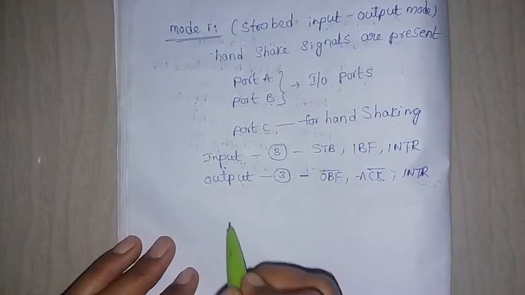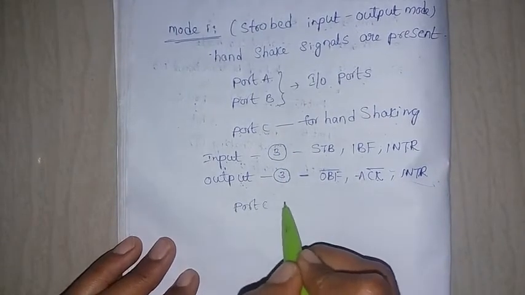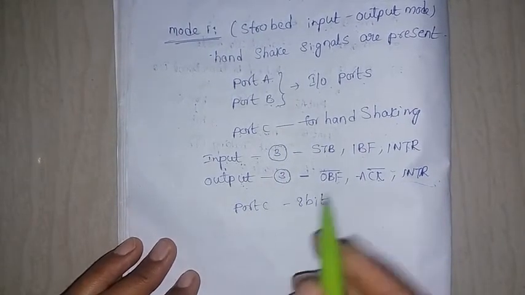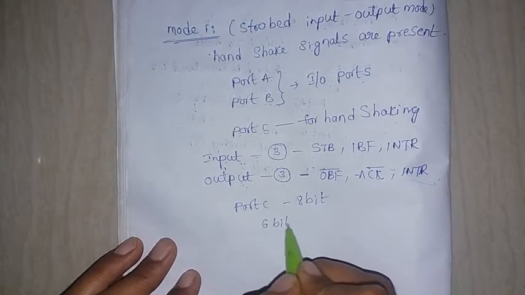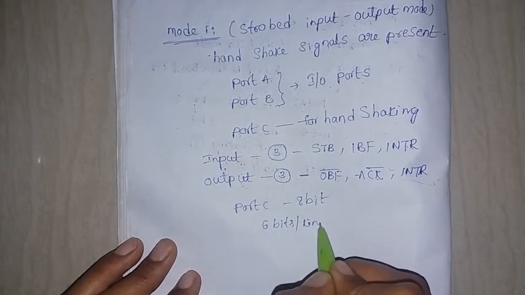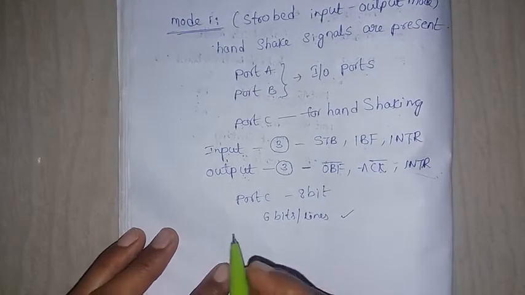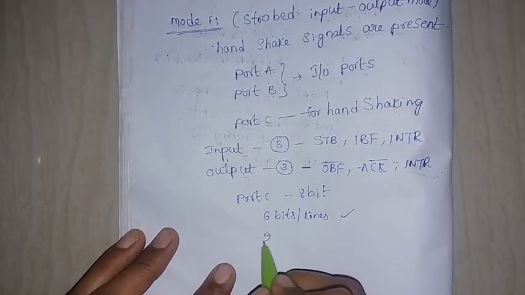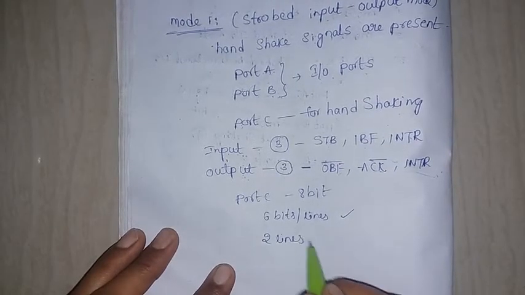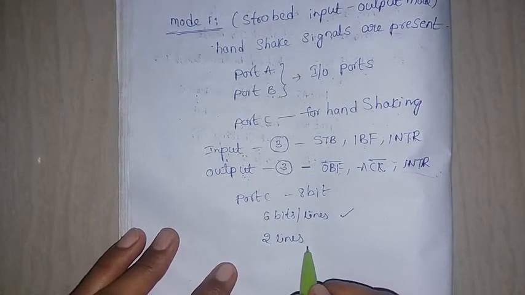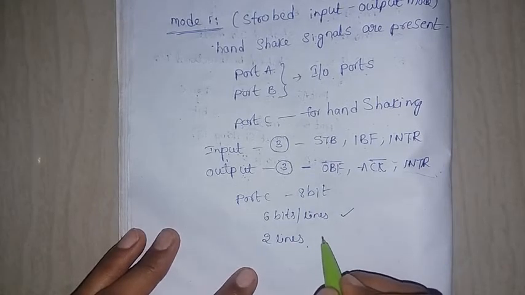You know that port C size is 8-bit. 6 bits, that is 6 lines, are used for handshaking. We are left with 2 lines. These 2 lines can be used as simple data transfer I/O lines.